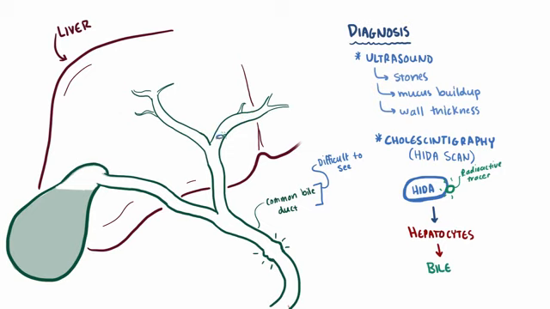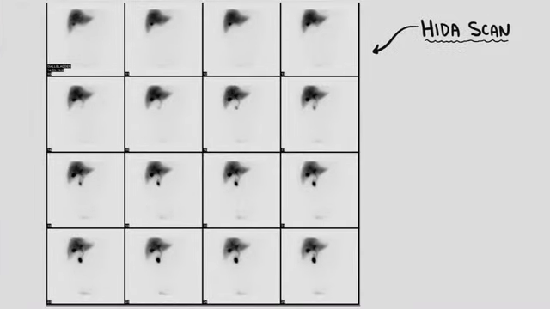If there's no blockage in the common bile duct, the tracer will make its way through the ducts and into the gallbladder and small bowel, which you'll be able to see. If you can't see any of those, then there's likely a blockage. Like in this HIDA scan, the dark spot indicates an obstructed duct.